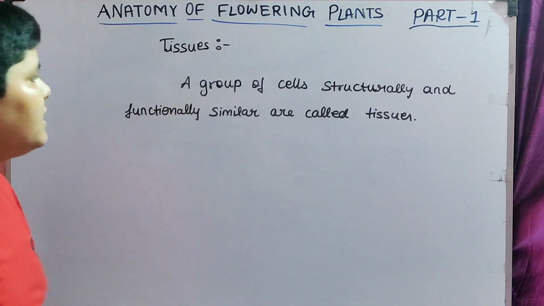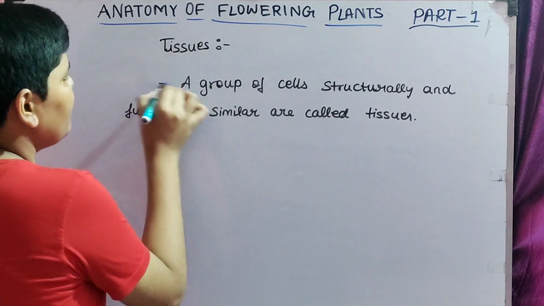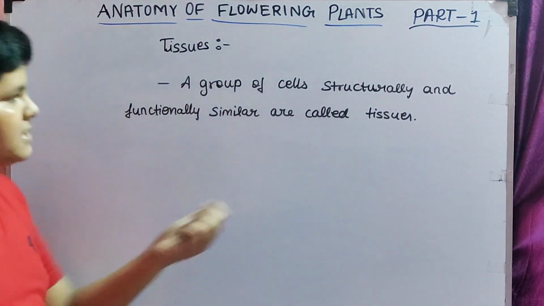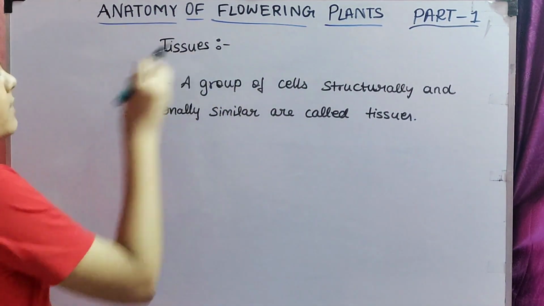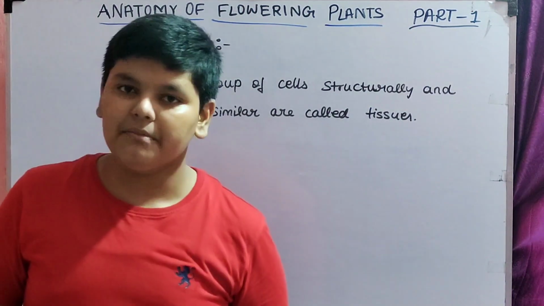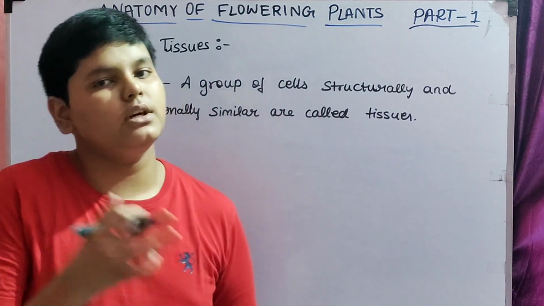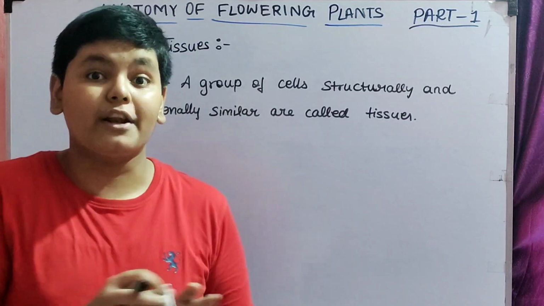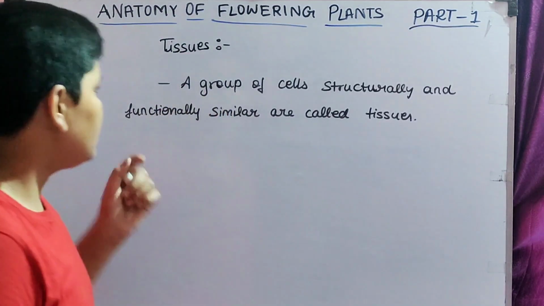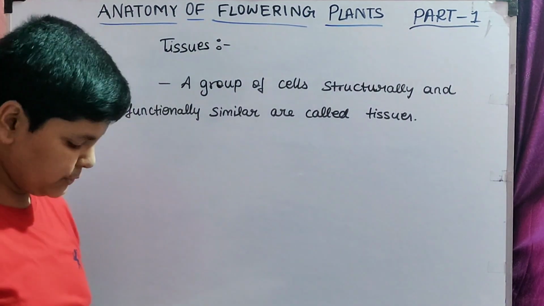So, what are these tissues? As we know, a group of cells is called a tissue. Then a group of tissues forms an organ. A group of organs is called an organ system, and from organ system it becomes an organism. So now here we have the definition of the tissue.